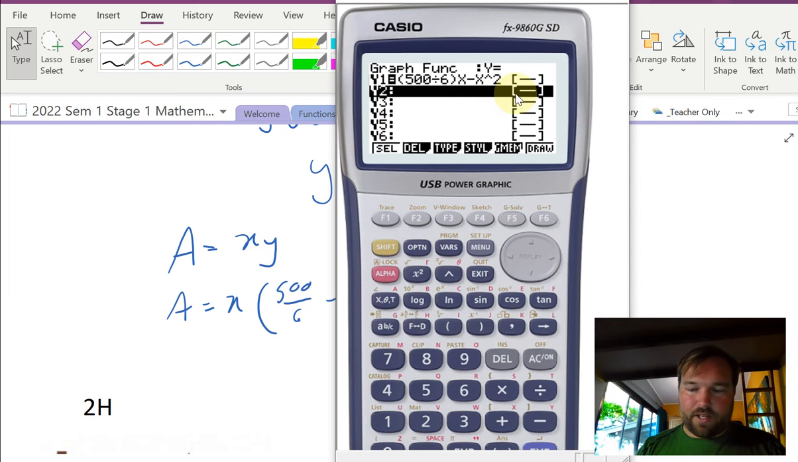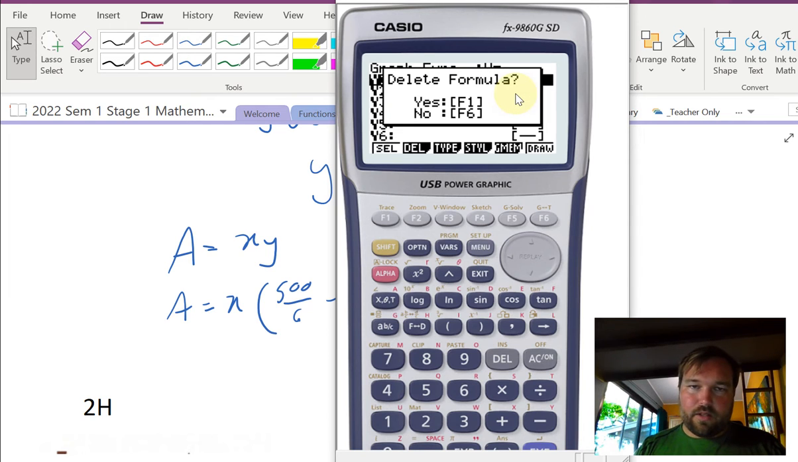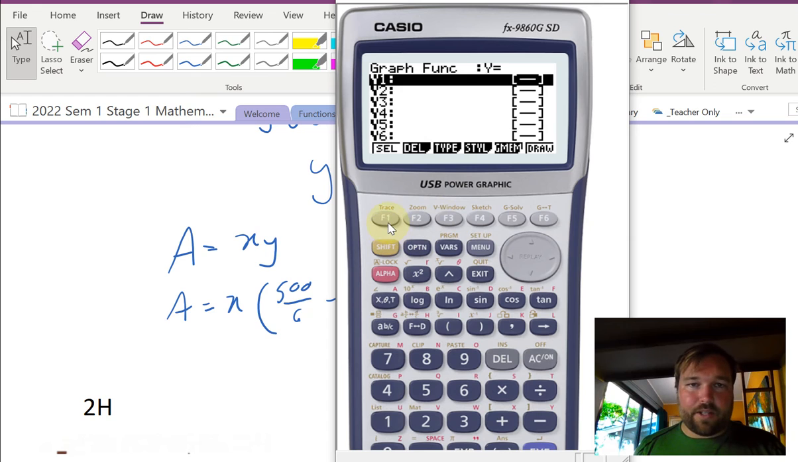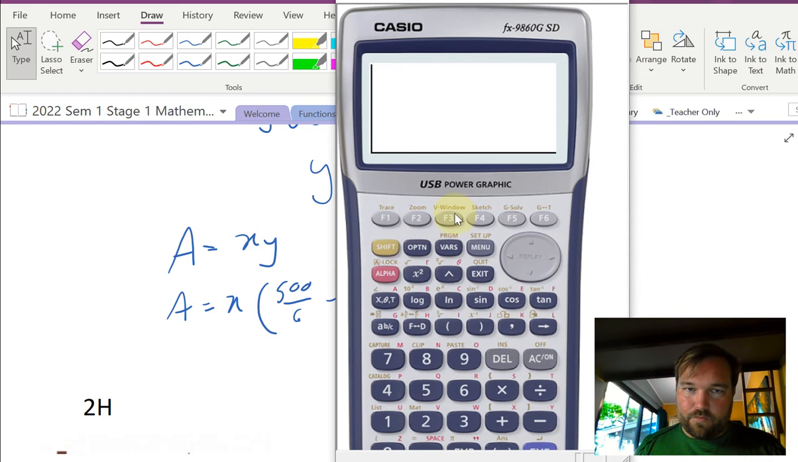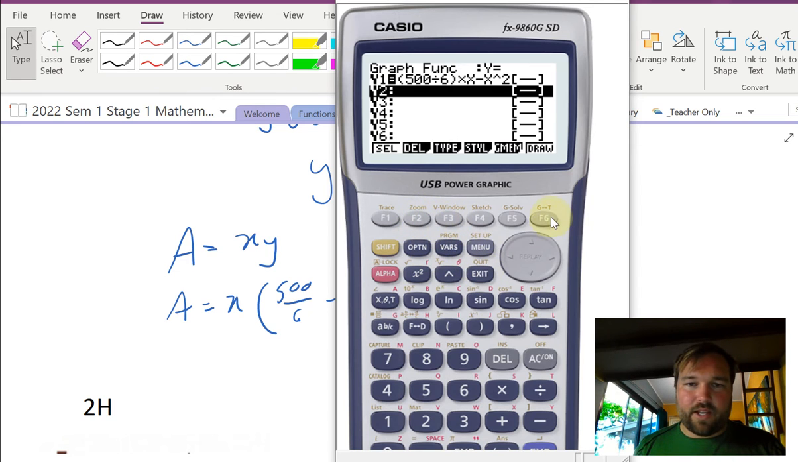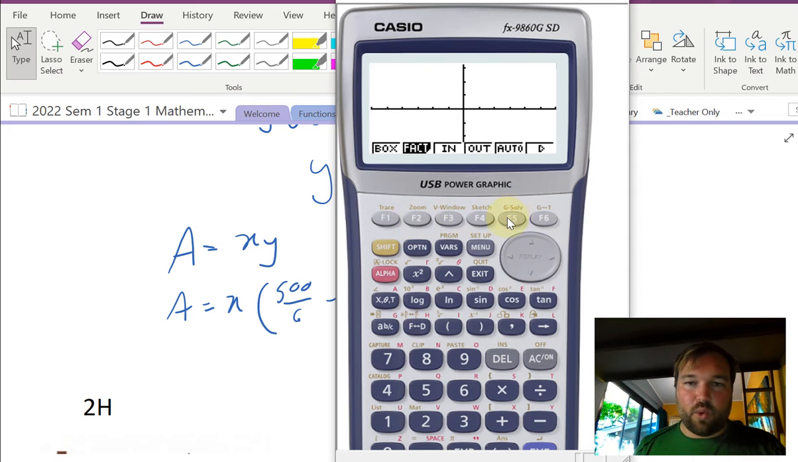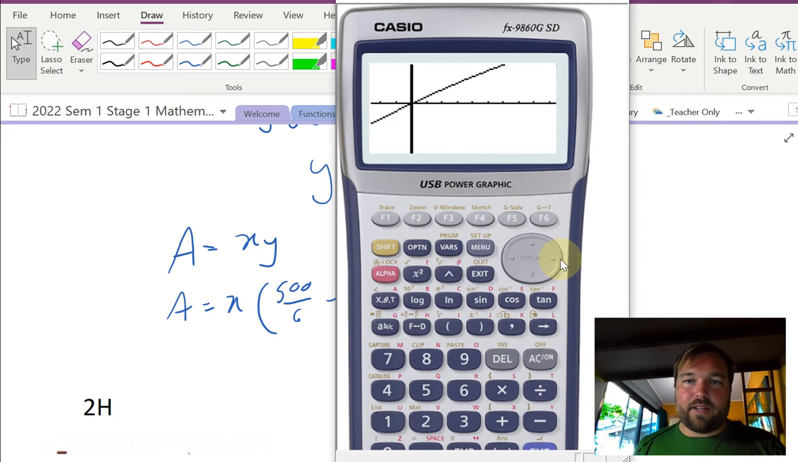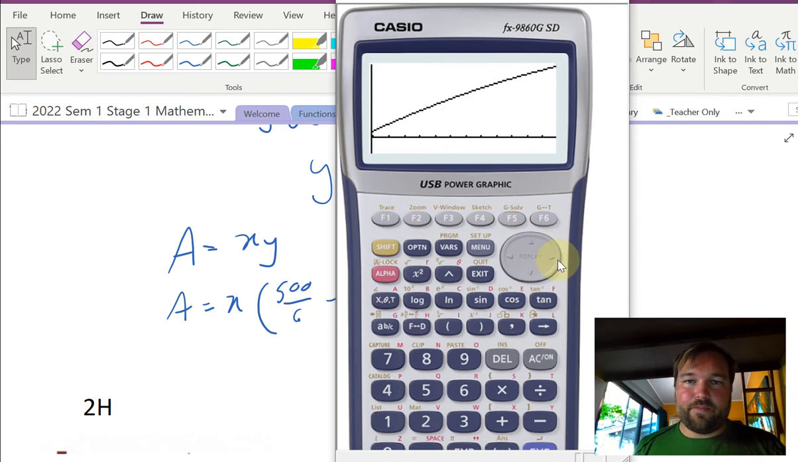Math error, because I hit a space bar above. Oh, sorry guys, you get to watch me type stuff into a calculator. 500 on 6 bracket star x minus x squared. If you have no idea what's happening, one option is always to hit, after you draw, zoom auto, and it gives you some idea of where we're going.